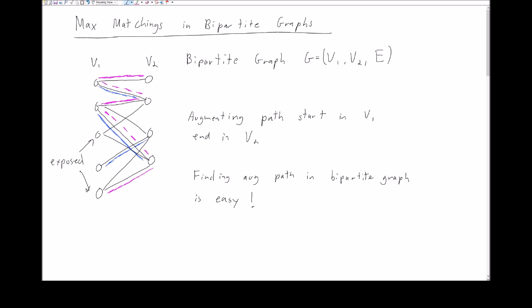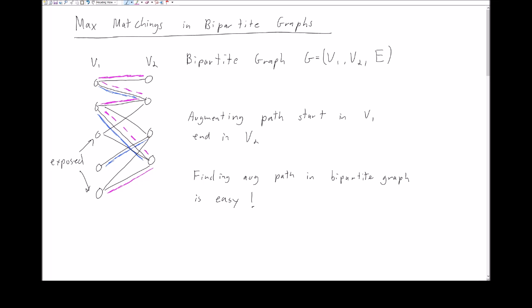In this lecture, we're going to go through the work of actually finding these augmenting paths. In particular, we're going to find augmenting paths in bipartite graphs. As a result, we're going to be able to solve the maximum matching problem in bipartite graphs.